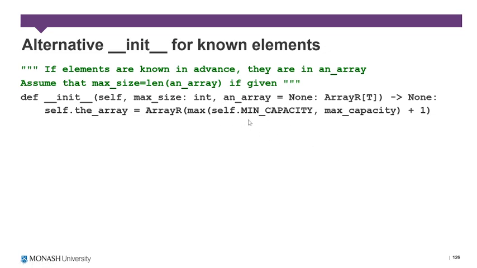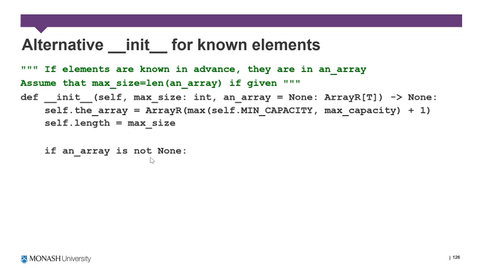So again, we're going to do it based on this array. I mean, we probably don't need to compare against the min capacity, but anyway, for the sake of it, we're going to have to make it one bigger than the array because obviously we skip index 0. The length is equal to the max size, which if not given, we can assume will be equal to the length of the array.